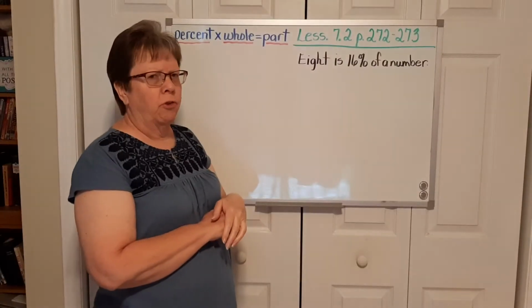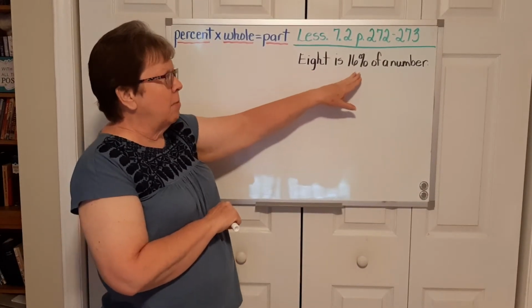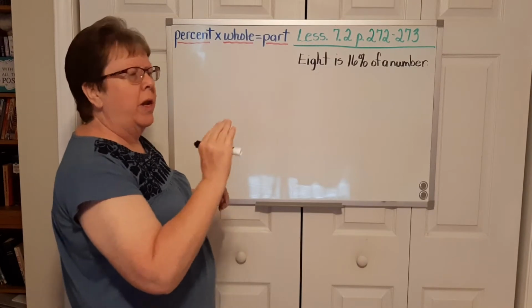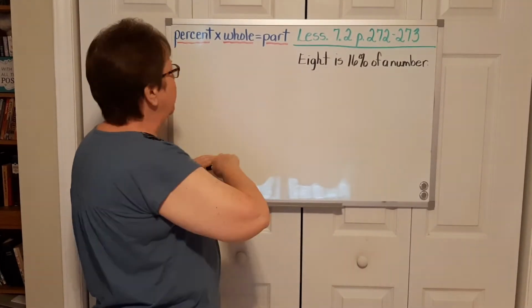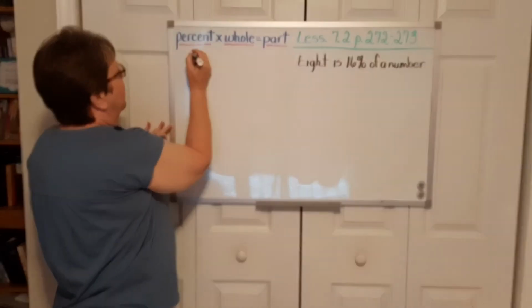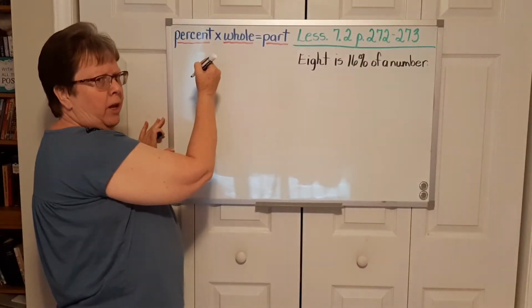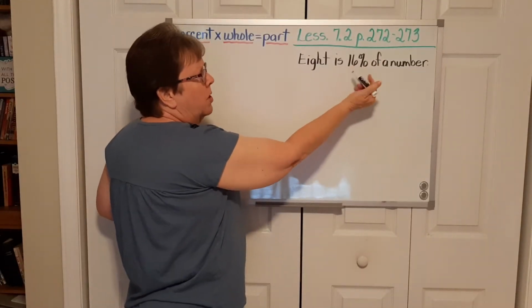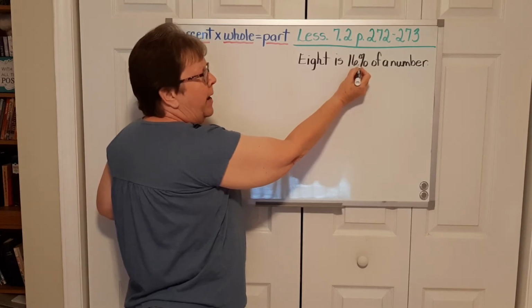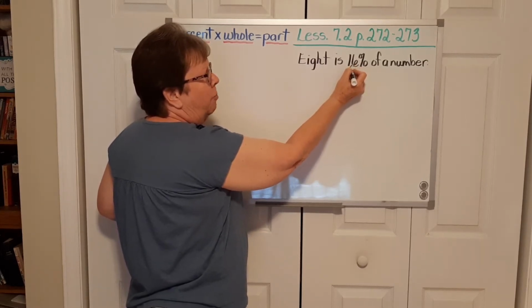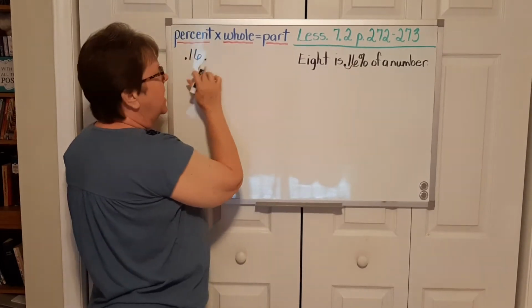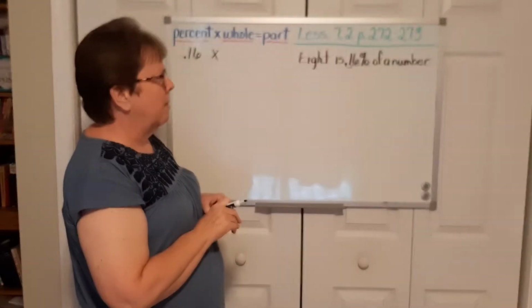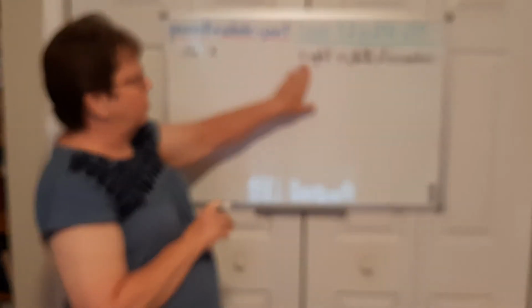Okay, and here's our first example. 8 is 16% of a number. First of all, we want to plug the numbers that we know into this formula. So 16%, our percent, will go here. And we want to make our 16% into a decimal. If you remember, 16 is a whole number, so our decimal point is here, and to make it into a decimal, you have to take it two places to the left. So it's 0.16, and then times, well, we're not sure what our whole number is yet, but we know our part would be 8.